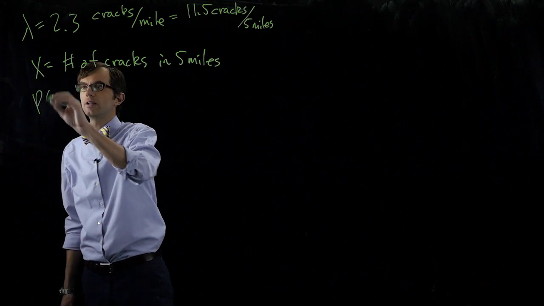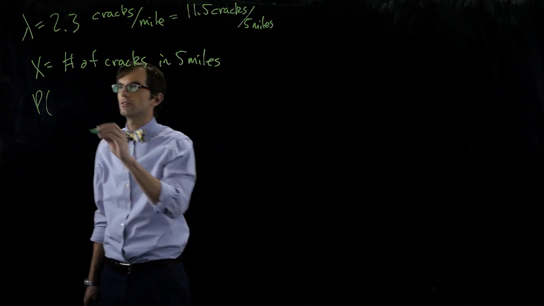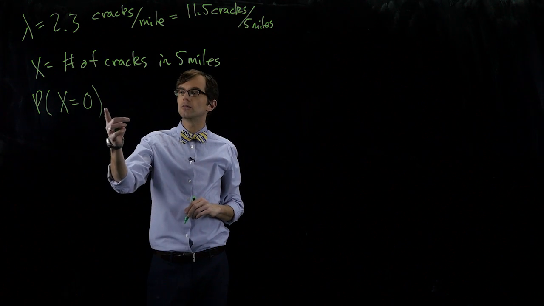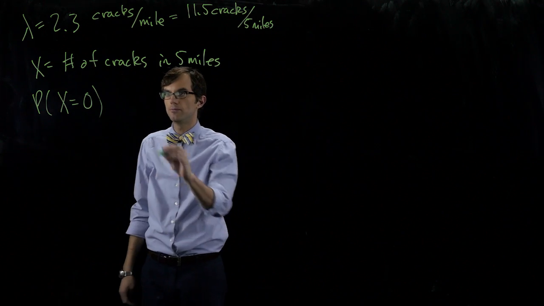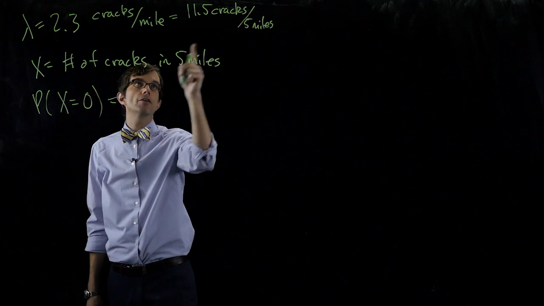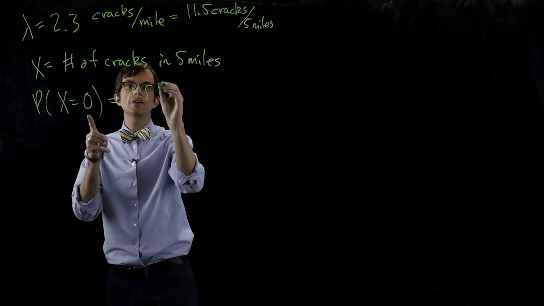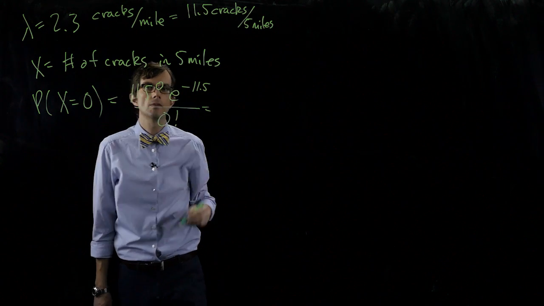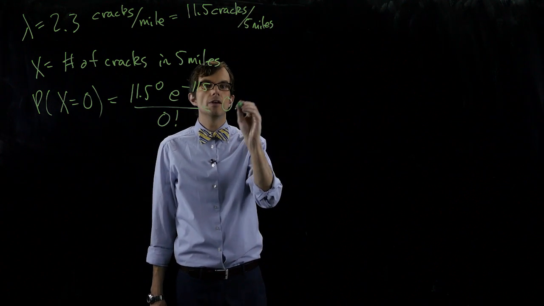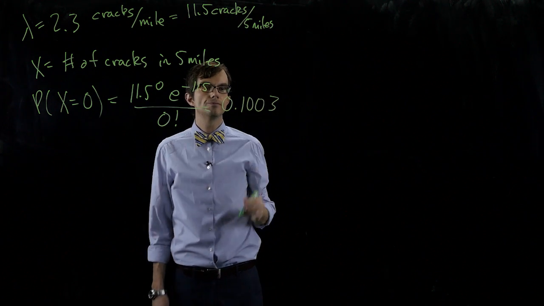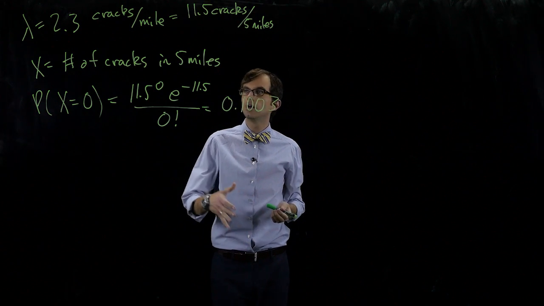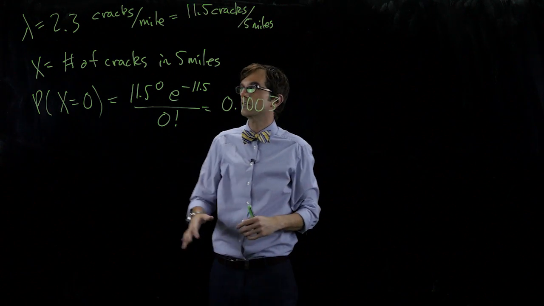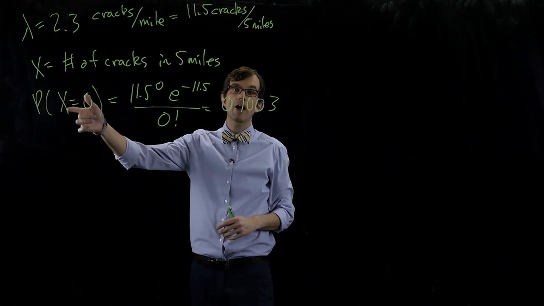And we want to know what's the probability that we see no cracks in the next 5 miles. So what's the probability that our random variable takes on the realization 0? Straightforward. We've got a rate, 11.5 to the 0, e to the minus 11.5 divided by 0 factorial. And as it turns out, that value is 0.1003.